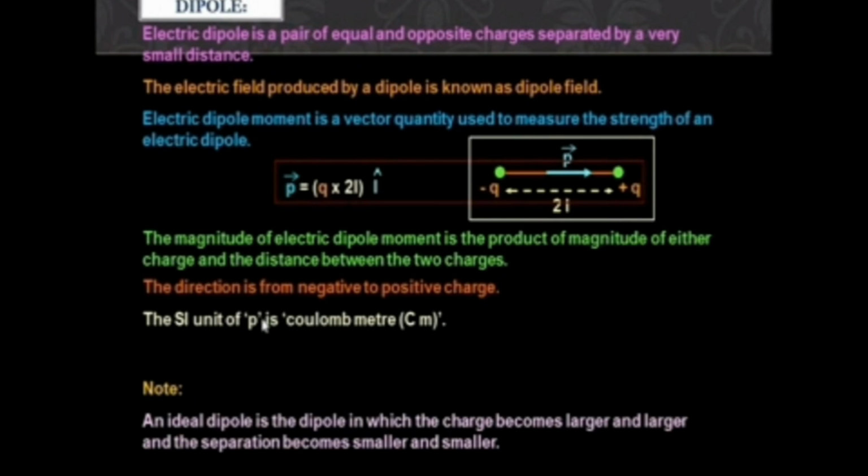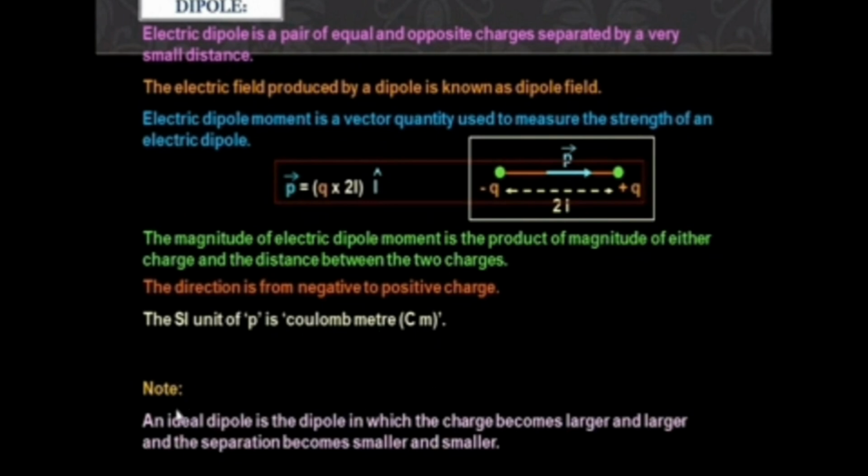So the direction of dipole moment is from negative charge to positive charge. So the unit of dipole moment: charge, you know the unit for charge is coulomb. Length is meter. 2L is here, L is a length in meter. So coulomb meter is the unit for dipole moment.